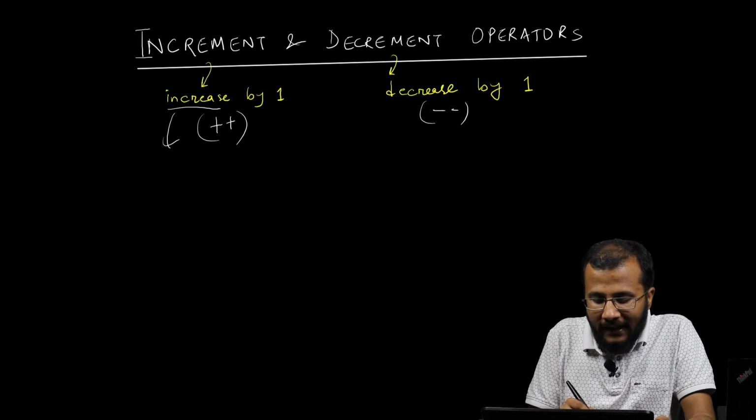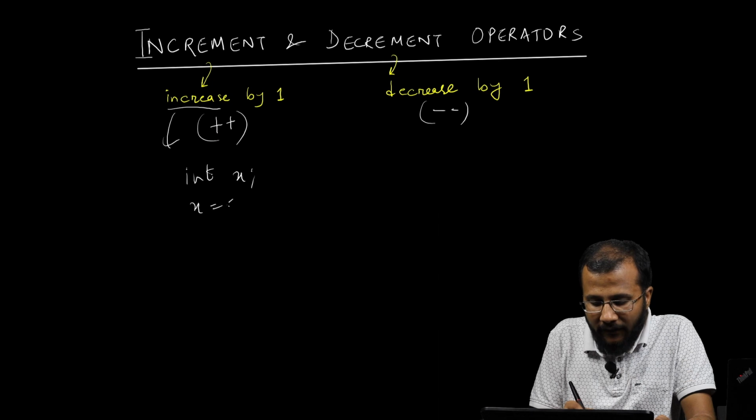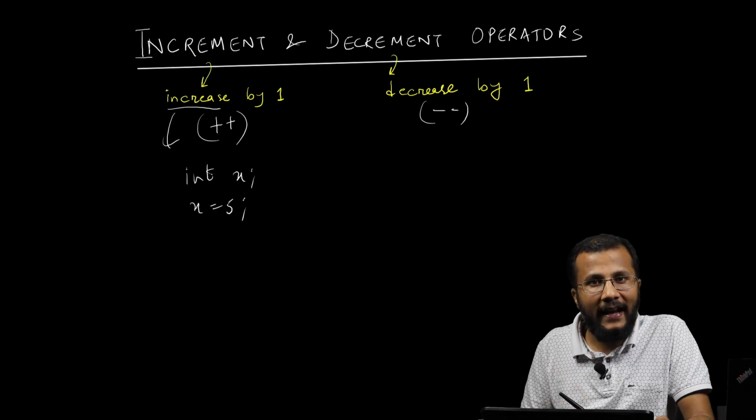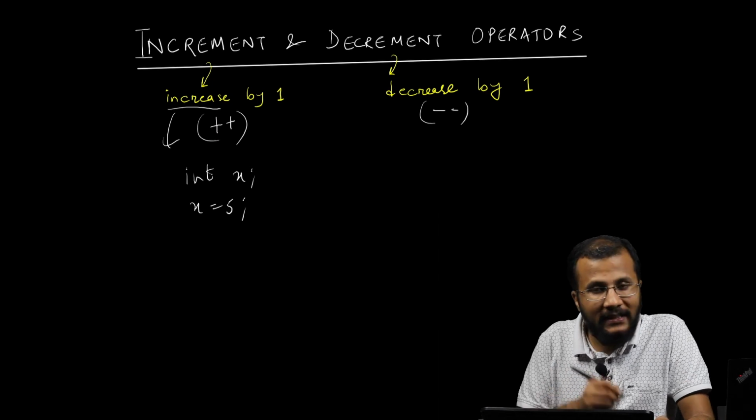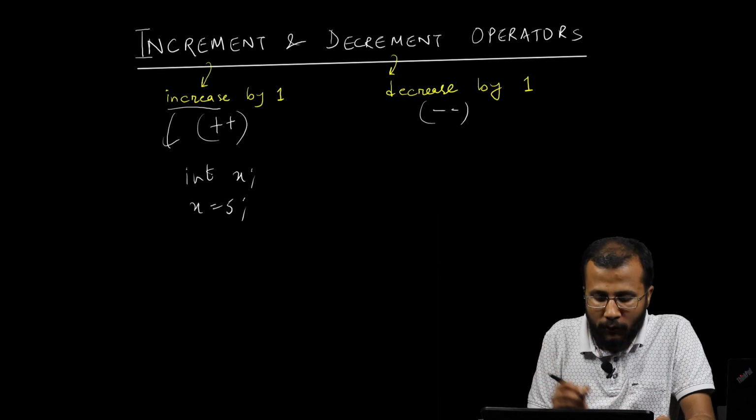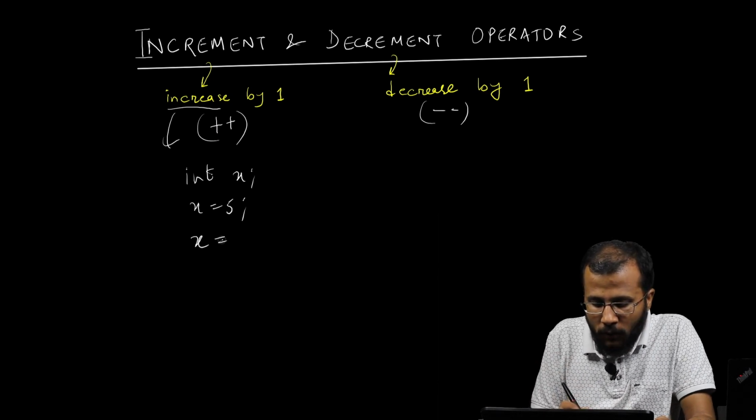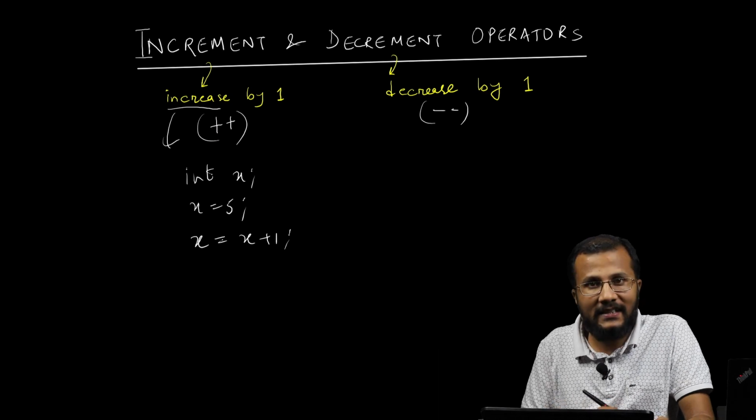Let's say I've got a variable x. If I have int x and let's say x is having the value 5. Now how do I increase the value of x by 1? Let's say we are not using the increment operator right now. So what you can do is you can just write x equals x plus 1. What does this statement do?